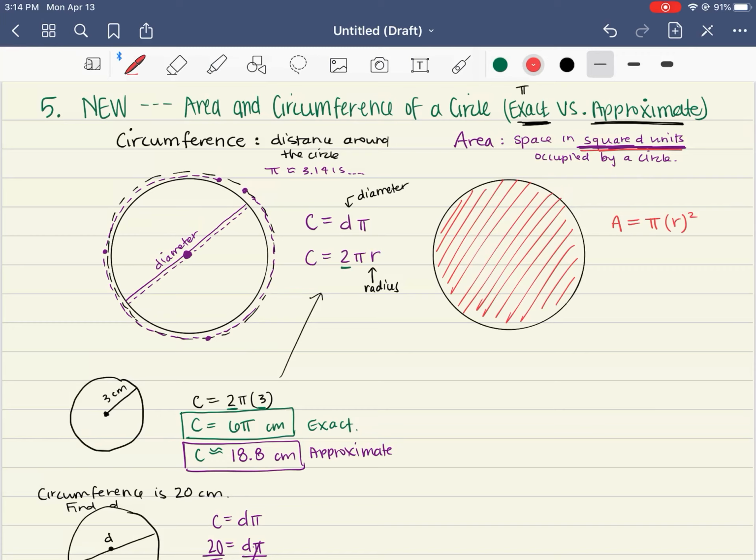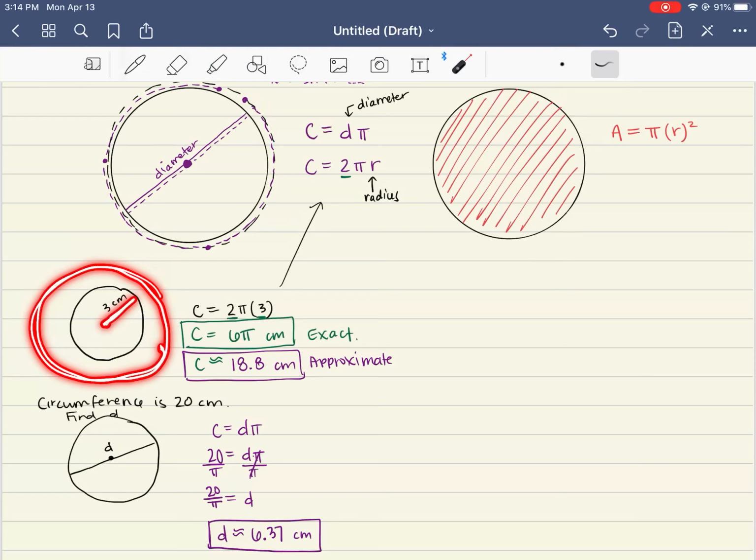Jumping down, let's use these same examples here off to the left. I'm going to use this one right here. Here I have a circle and the radius there is 3 centimeters. Now be careful, if you were given the diameter, you do need to take half of that so that you can use the radius in this formula. So let's say we want to find the area, and again our radius is 3.